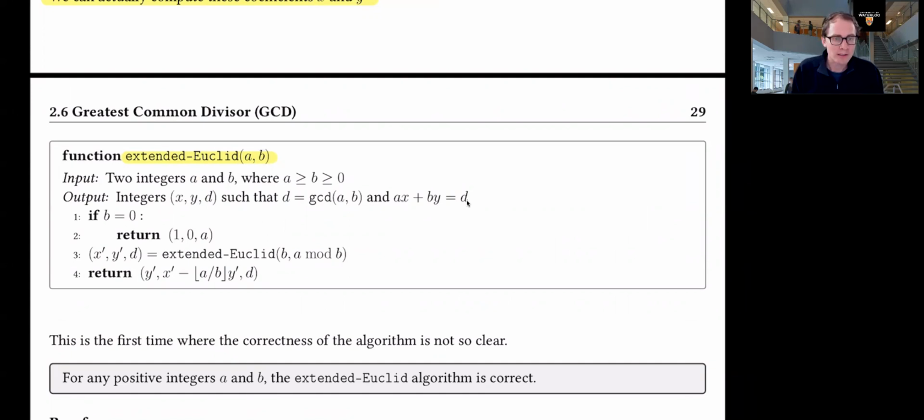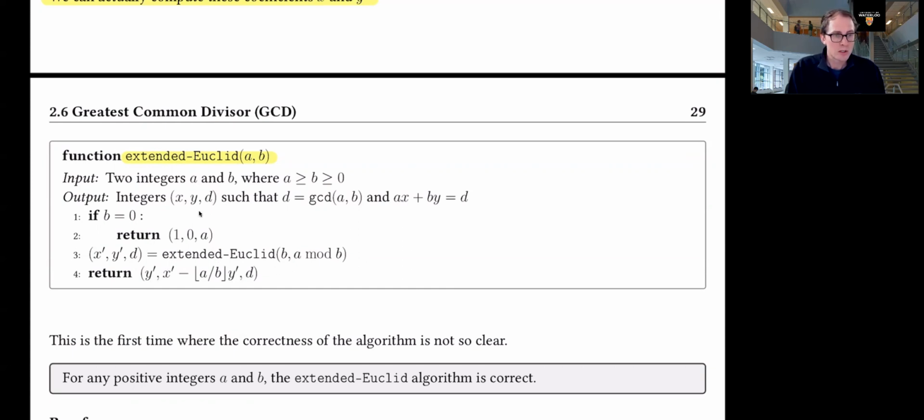And the way it runs looks a little bit unusual, maybe. So if B is 0, we return X is 1, Y is 0, and D is A. And otherwise, we make a recursive call, kind of like what we did with Euclid, right? Where the second argument becomes the first, and the first argument, we take A mod B. And that's the first becomes the second, but we mod it with B, right? And then we return this kind of interesting combo. We return Y prime, where Y is the second argument. We return that as our X. We return X prime minus the floor of A over B times Y prime as our Y, and we return D.